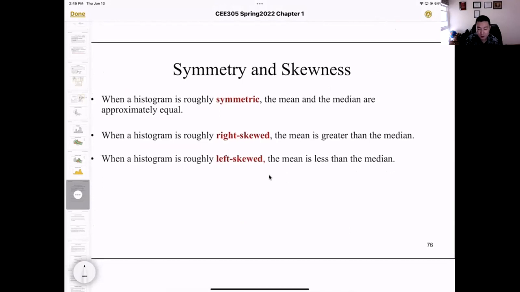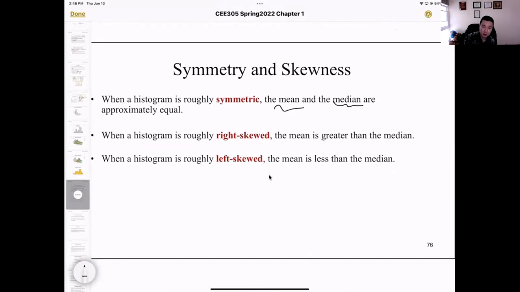When the histogram is symmetric, the median and the mean will be about equal, so very close to each other. The mean is the average value: if we add all the values together and divide by the sample size, that's the mean. The median is the 50th percentile, so the value at the 50th percentile.